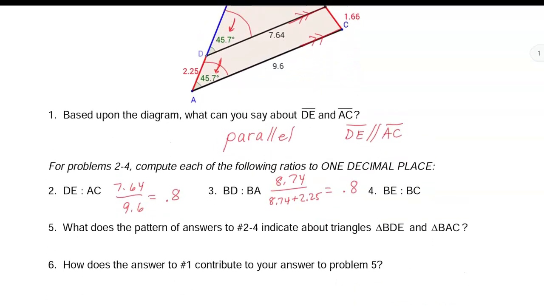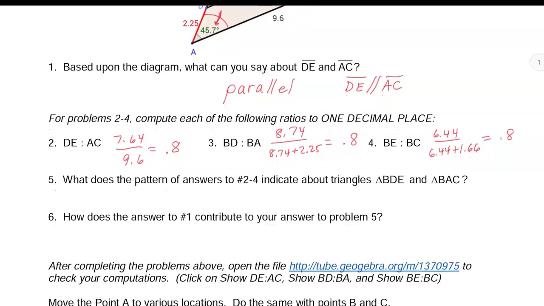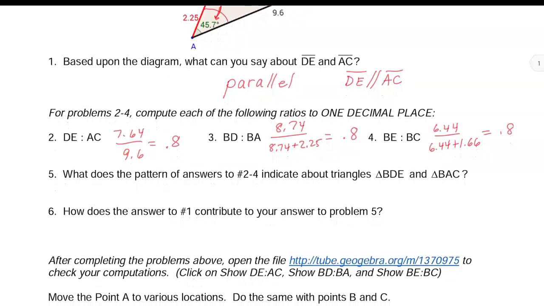And then we're going to check the right sides. So BE is on the right side, 6.44. And BC, I have to add 6.44 to 1.66. But when I put it in the calculator, I still get 0.8. So you see, the ratios of the sides are all equal. So the sides are proportional. Corresponding sides are proportional. So this indicates that the triangles are similar. Remember, you can write the similarity statement. Triangle BDE is similar to triangle BAC.